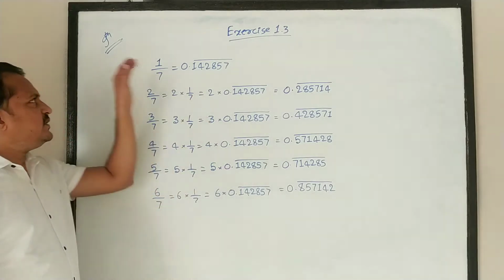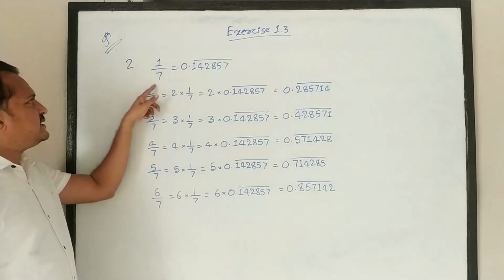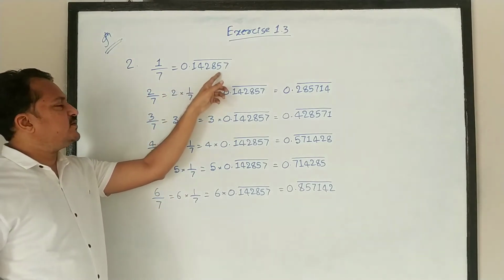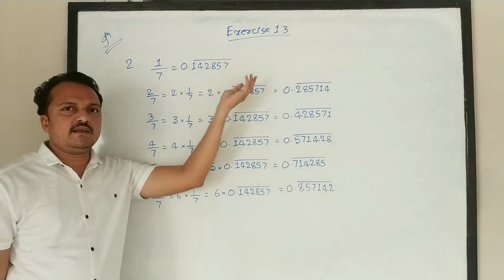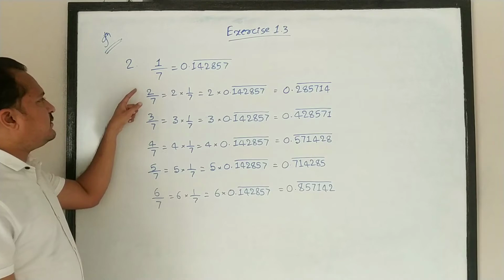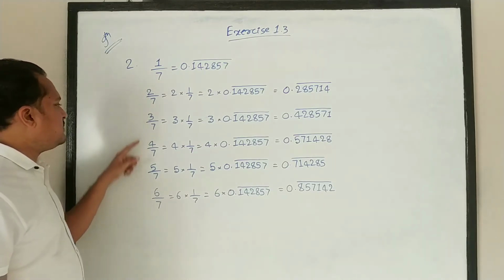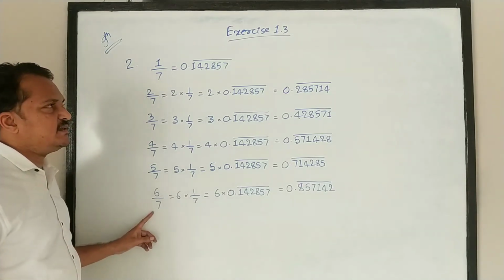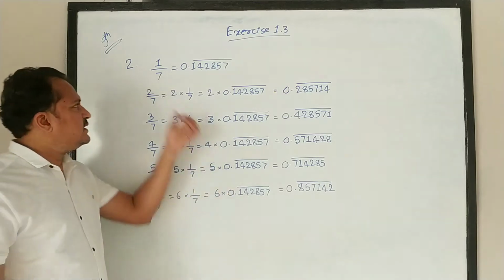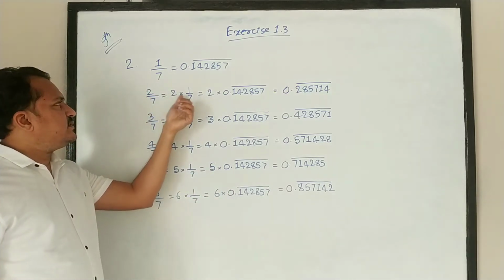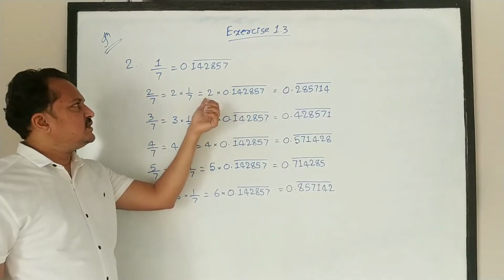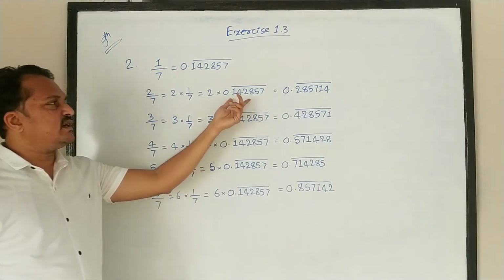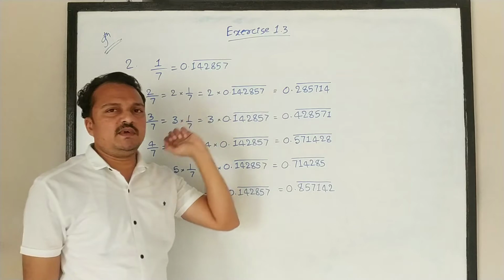Come to question number 2. We already know 1 by 7 is equal to 0.142857. These digits repeat, so it is a recurring decimal expansion. Then they have asked for the values of 2 by 7, 3 by 7, 4 by 7, 5 by 7, 6 by 7. It is very simple. 2 by 7 I will write as 2 into 1 by 7, because we already know the value of 1 by 7. So we multiply 2 with this decimal expansion.